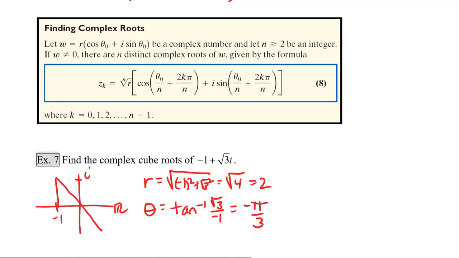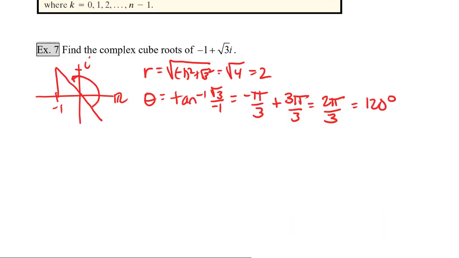I know from my sketch that I need to be in quadrant 2, so I'm going to add pi, or 3 pi over 3, and I'm going to get that my angle is 2 pi over 3. And I've already forgotten that I told you that it is way easier to use DeMoivre's theorem if we're in degrees. So 2 pi over 3 is the same as 120 degrees. So since we're looking for the complex cube roots, there should be 3 cube roots.